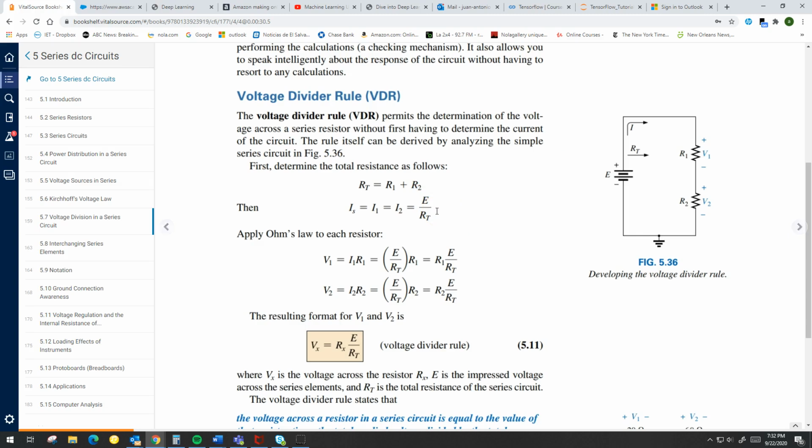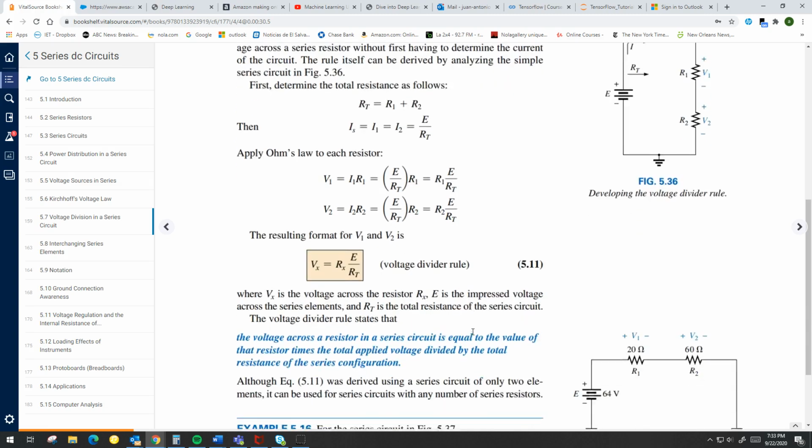So if we apply Ohm's law to each of the resistors, V1 we know is I1R1, V2 we know is I2R2. But I1 is equal to I2, equal to the source current, which you already know is this expression. So if we substitute this ratio into this new equation here, see what you get. You get R1 times the supply voltage over the total resistance. And in this case, V2 is R2 times the supply voltage over the total resistance. And this gives us that rule.